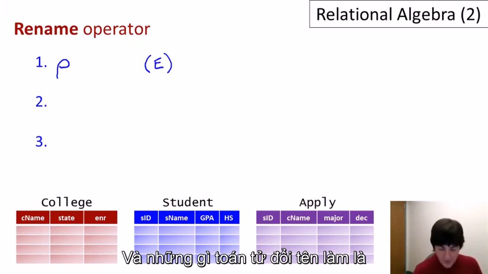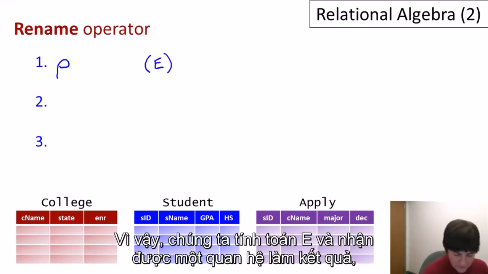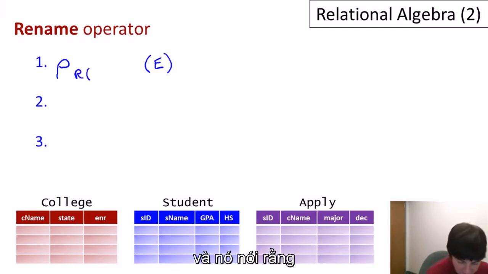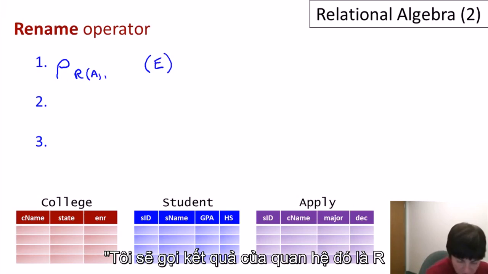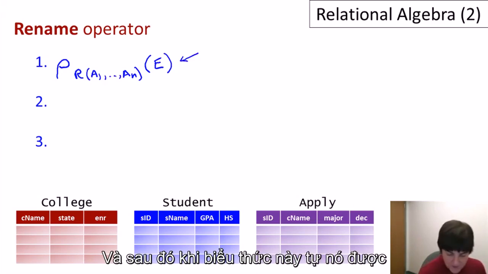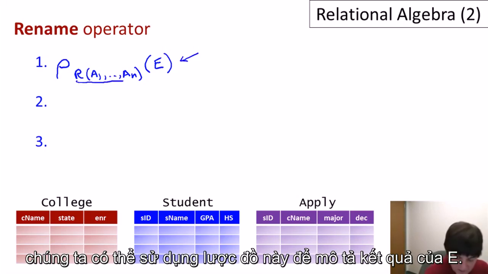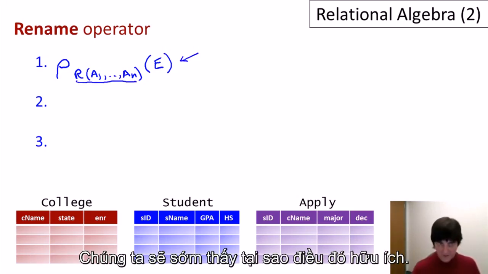And what the rename operator does is it reassigns the schema in the result of E. So we compute E, we get a relation as a result, and it says that I'm going to call the result of that relation R with attributes A1 through AN. And then when this expression itself is embedded in a more complex expression, we can use this schema to describe the result of E. Again, we'll see shortly why that's useful.